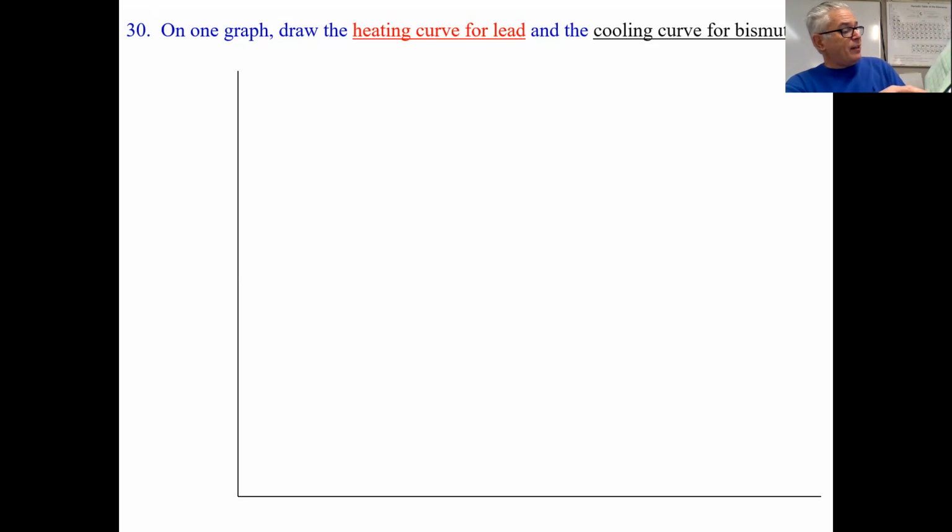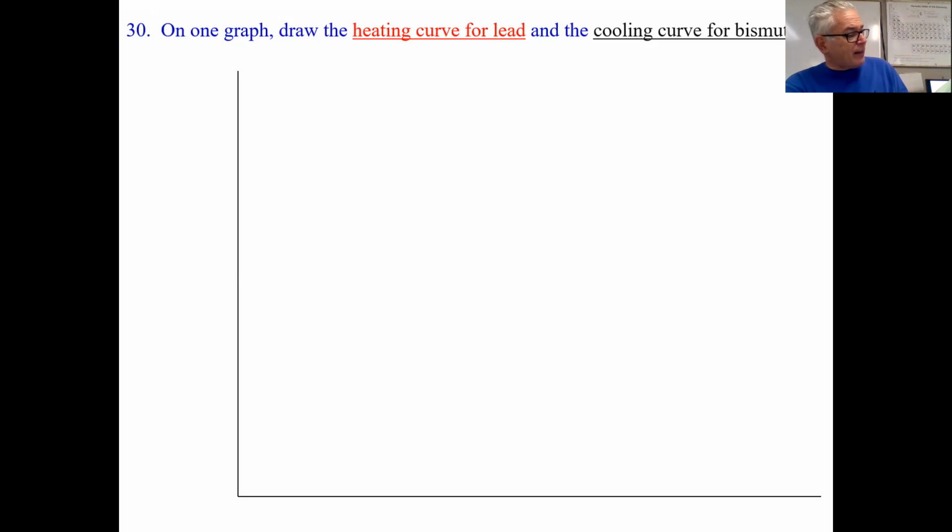So lead is number 82. We need to get these numbers written down, 600 and 2022 Kelvin. Those are the numbers for lead. Now, I wrote them in red. Bismuth is going to be black. You're probably using one color pen, so just do one at a time. Now, bismuth.